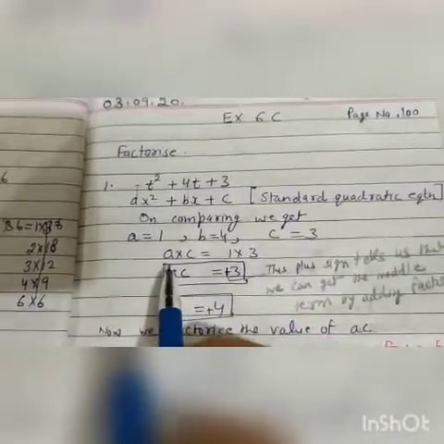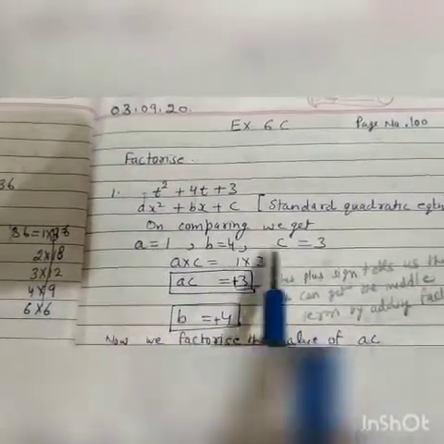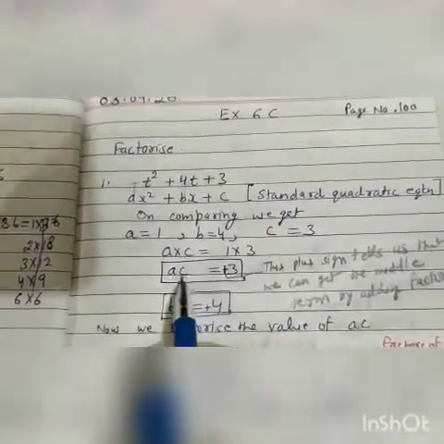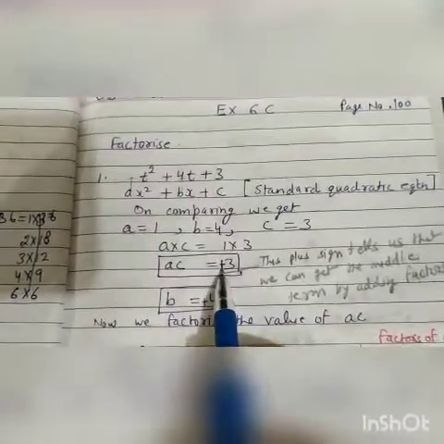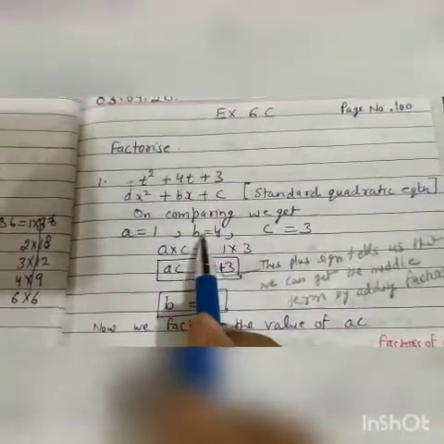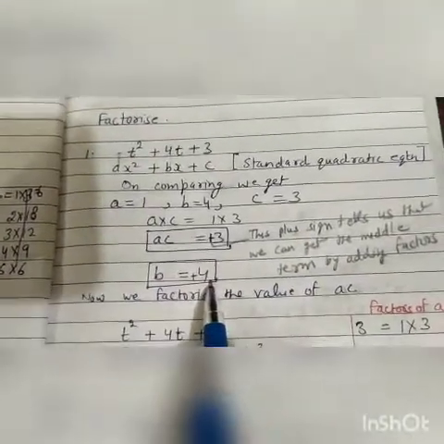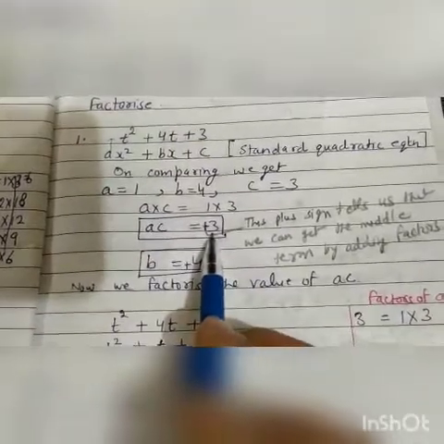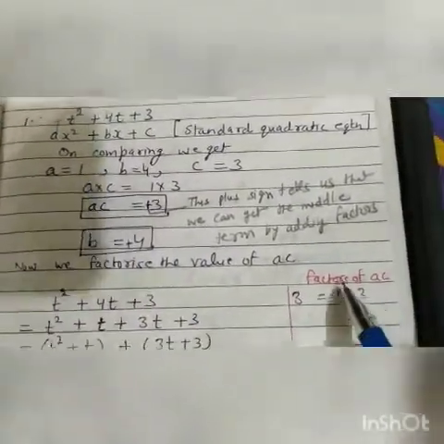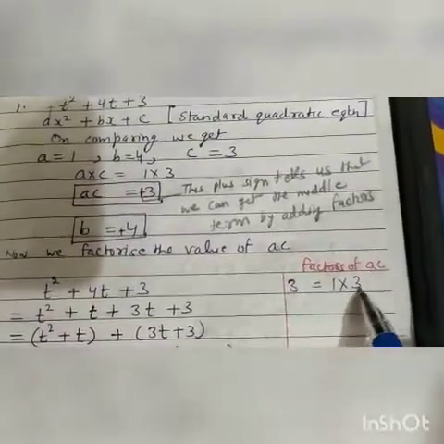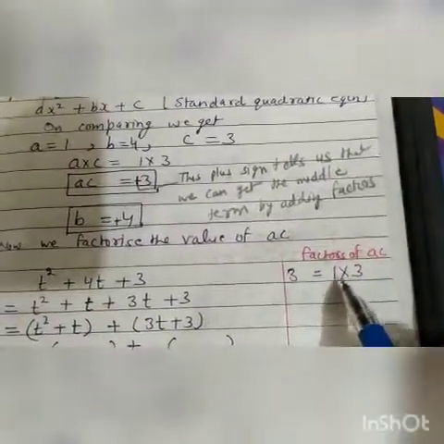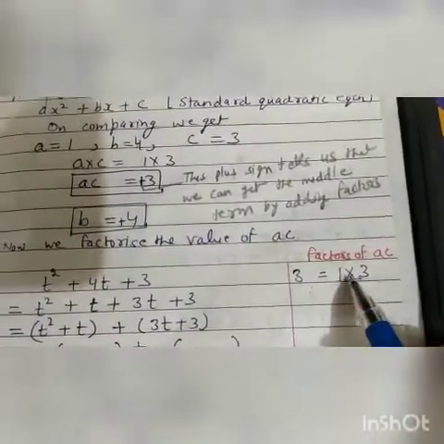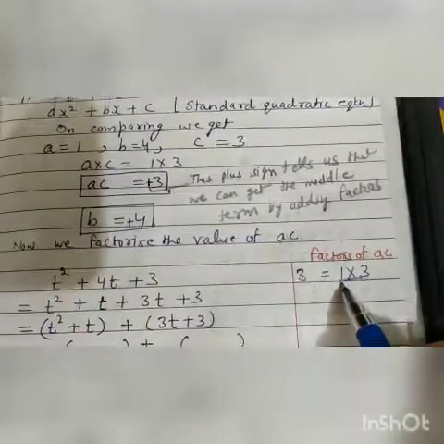Now we will multiply a and c. So a into c is equal to 1 multiply 3, ac is equal to 3, 1 into 3, it is plus 3, and the value of b is plus 4. Now we factorize the value of ac, which is plus 3. Factors of ac 3: 1 multiply 3. No other factor for 3, only these are the factors. One pair of factors, that is 1 into 3.